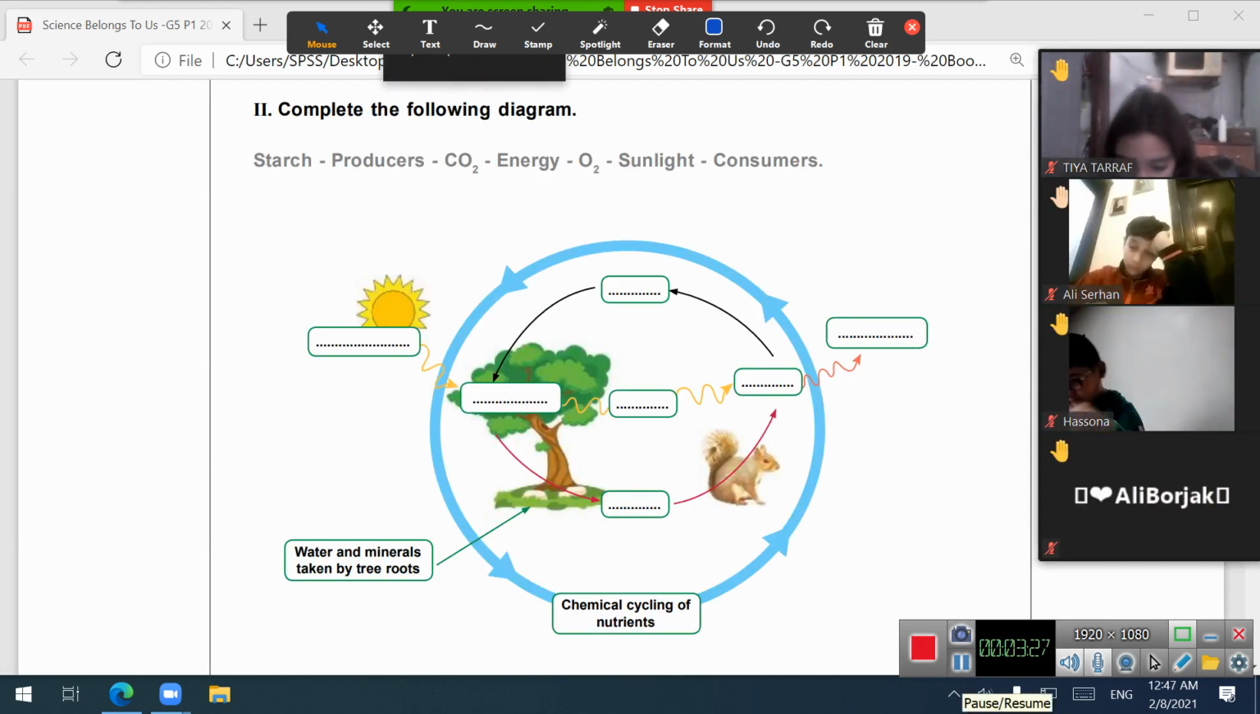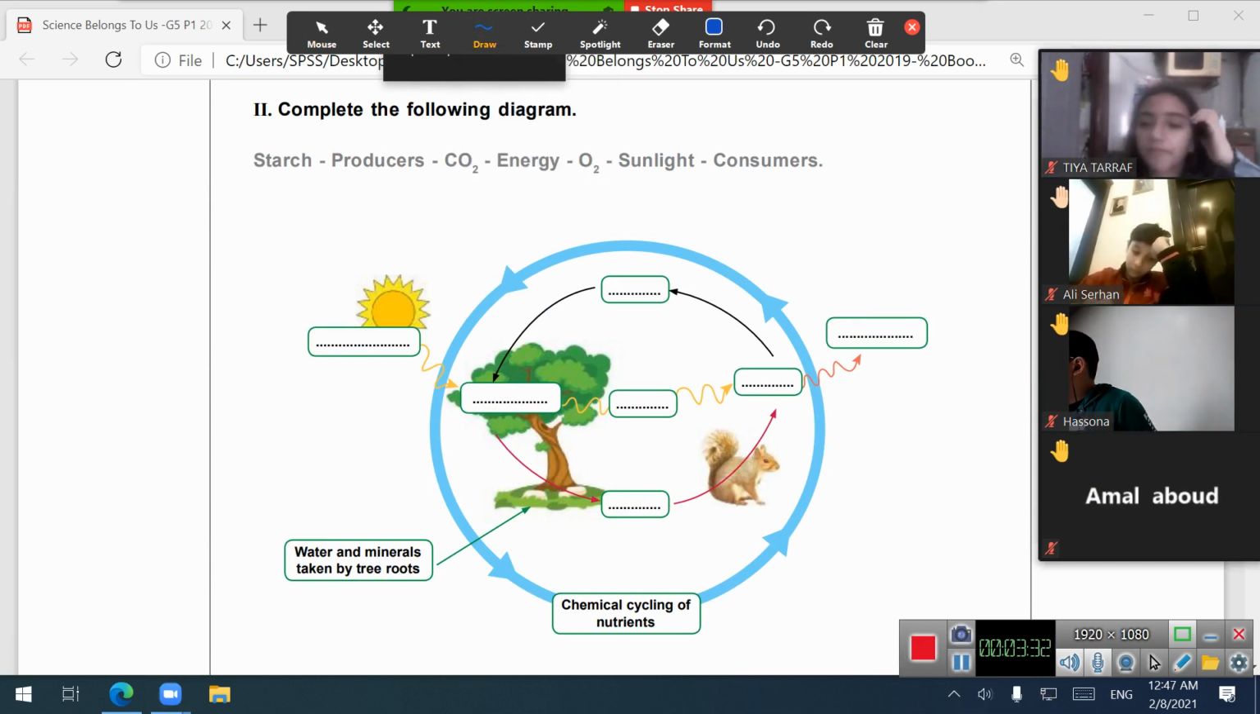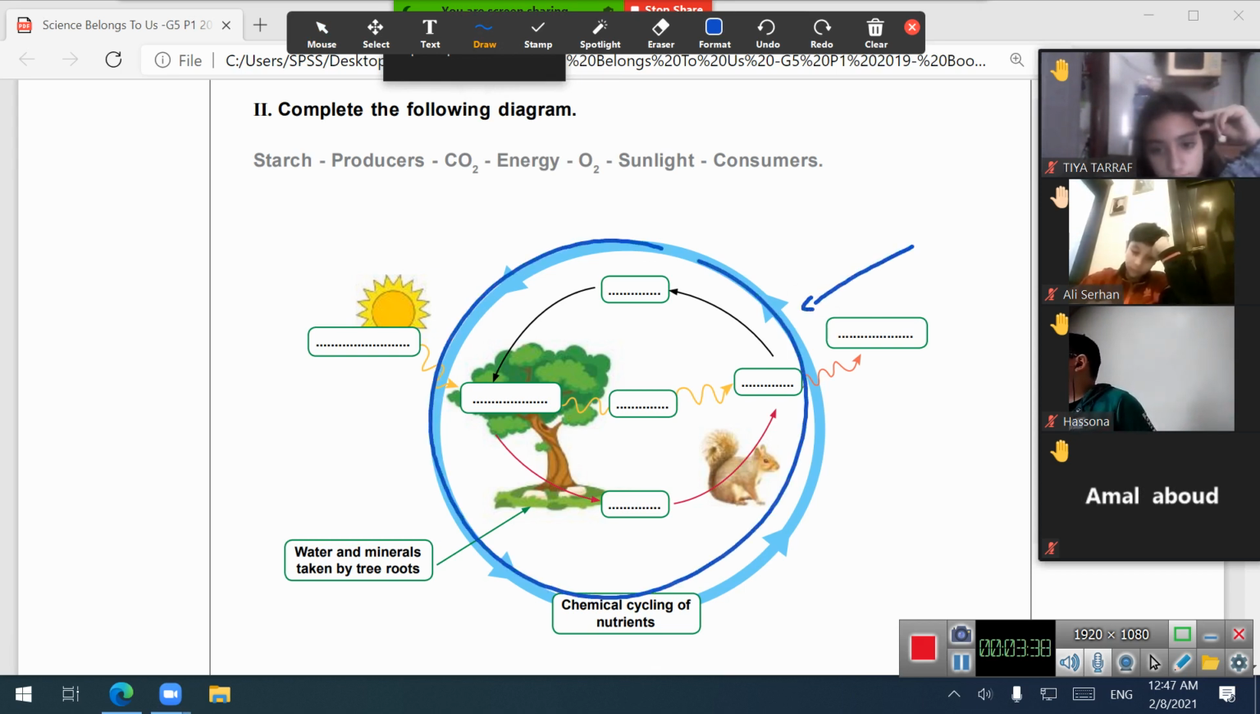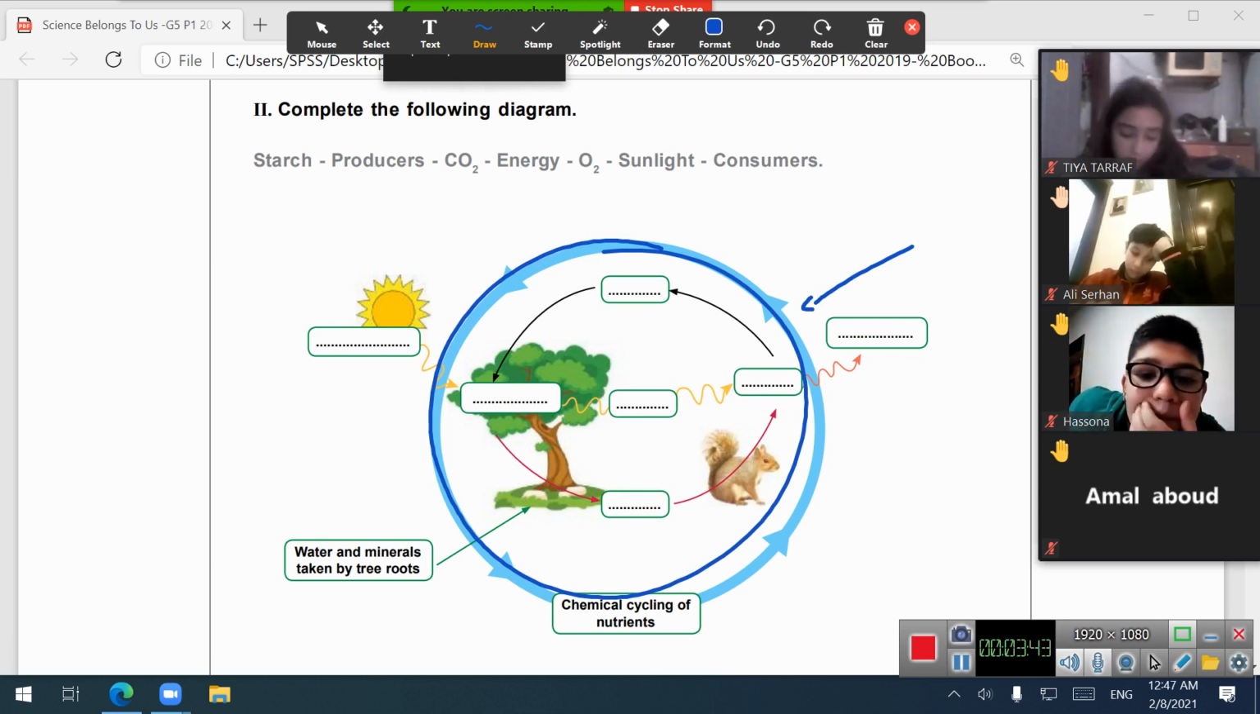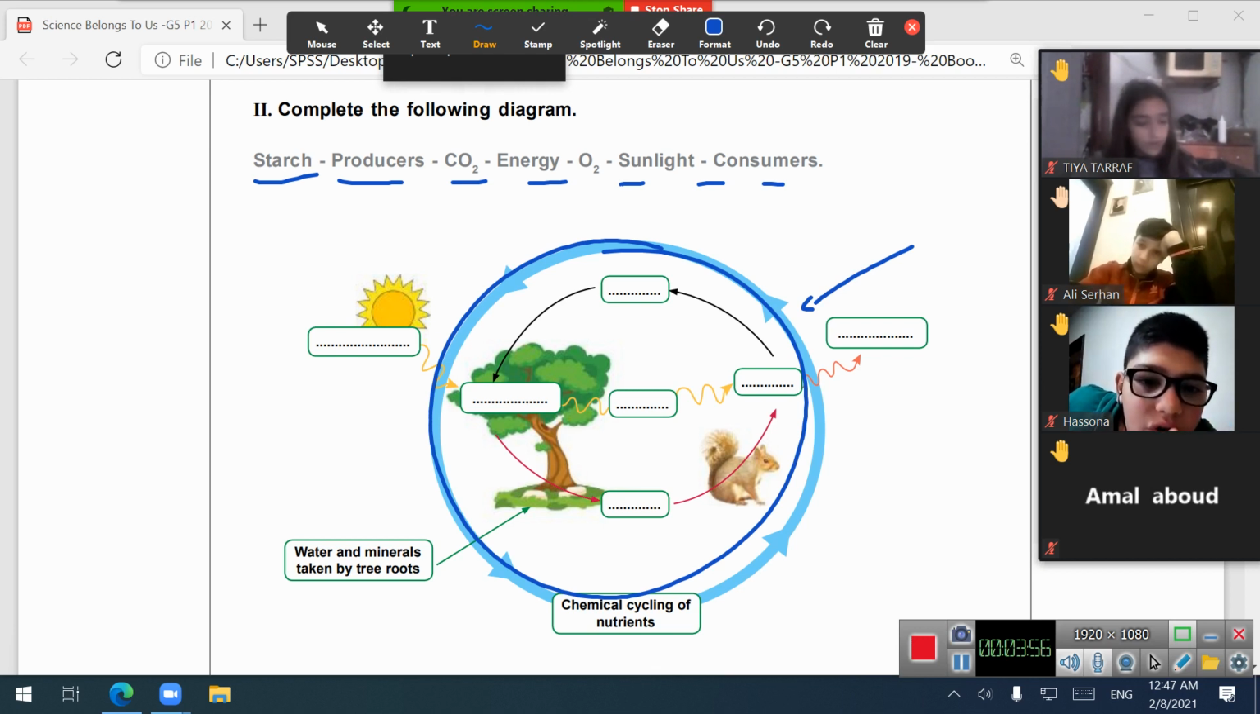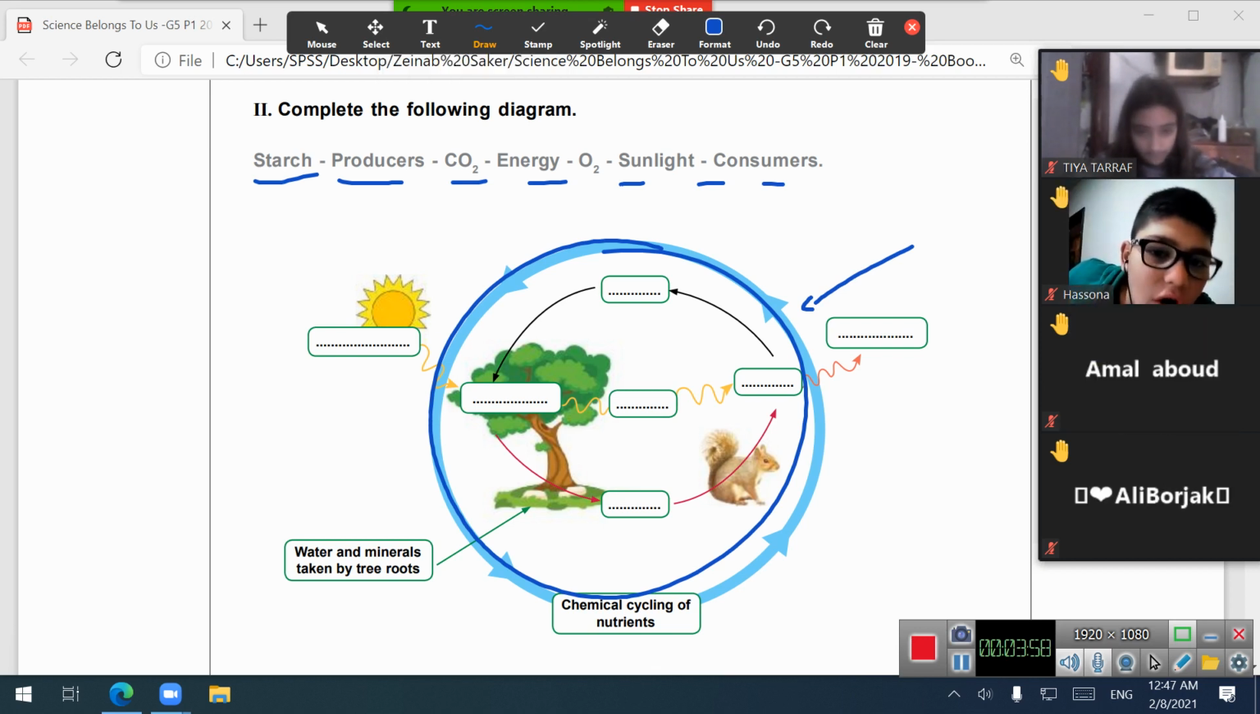In number 2, we have to complete the following diagram, or this cycle as we observe here. This cycle is known as the oxygen-carbon cycle or carbon-oxygen cycle. We can find here different terms. Please, let's read these terms: starch, producers, CO2, energy which is from light, O2, sunlight, and consumers.